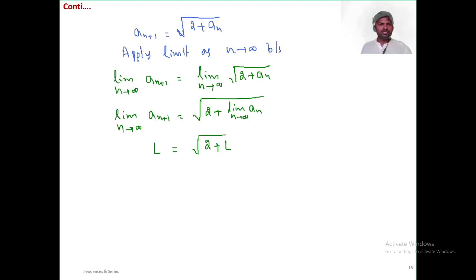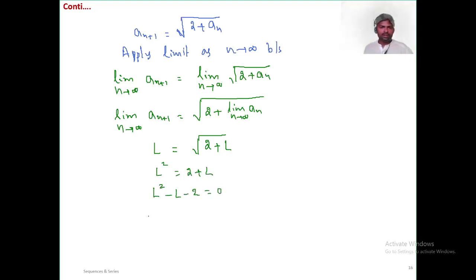a(n+1) is one of the subsequences, the (n+1)th term of the sequence, and an is the nth term. Both converge to the same limit L because it is a converging sequence. This step is crucial. Now square both sides and you get L squared equals 2 plus L. So L squared minus L minus 2 equals 0.